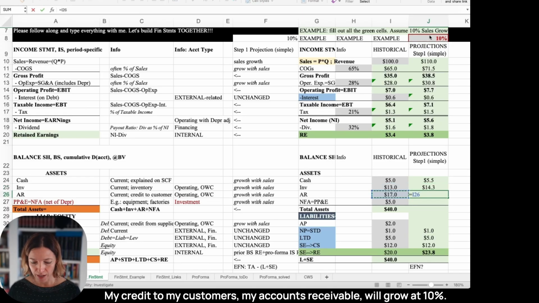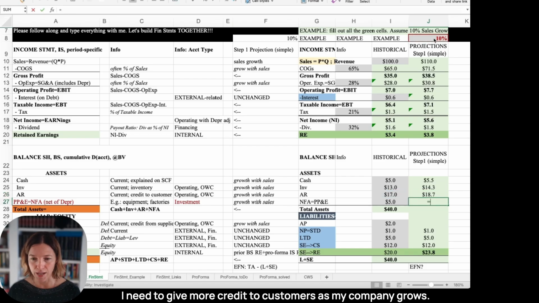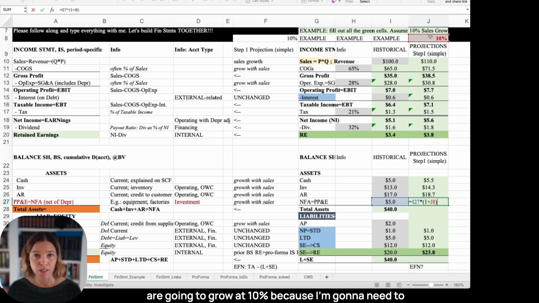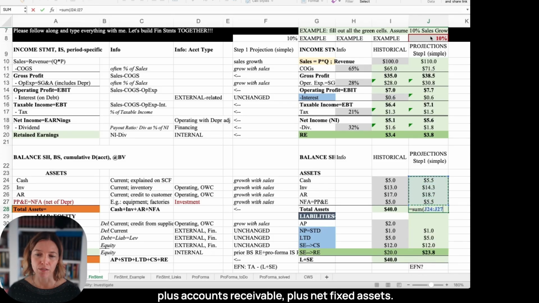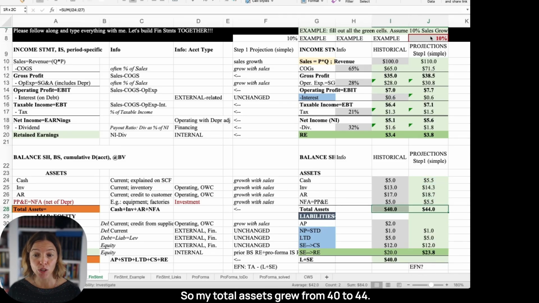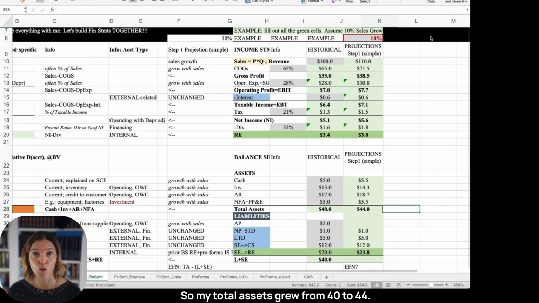My credit to my customers, my accounts receivable, will grow at 10%. Makes sense. I need to give more credit to customers as my company grows. And my equipment, things like my sewing machines, are going to grow at 10% because I'm probably going to need to buy more sewing machines to sew more shirts. In total, my total assets are a sum of cash plus inventories plus accounts receivable plus net fixed assets. So my total assets grew from 40 to 44.